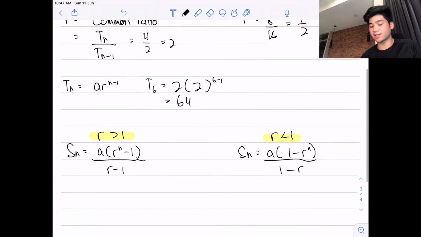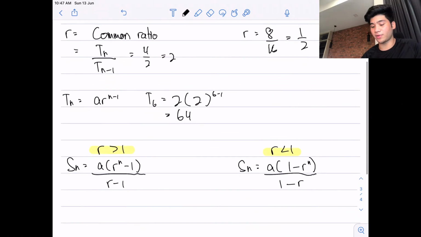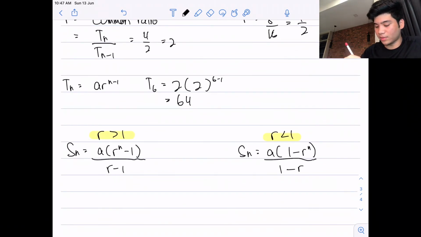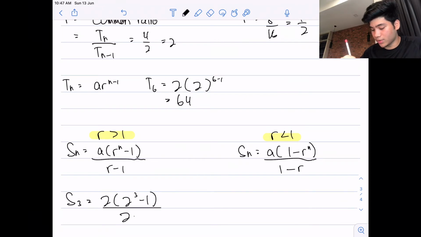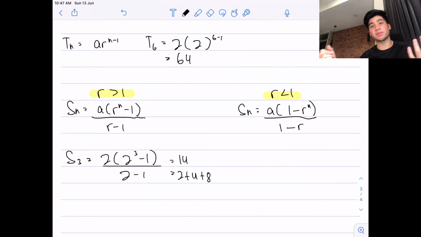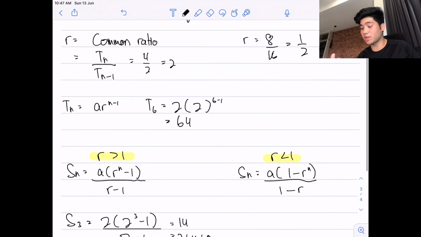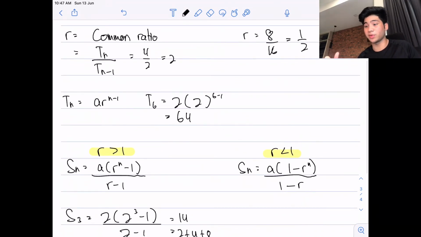So let's test it out. So let's say I'm going to use the first sequence on the left here. So I want the sum until 3, right? Sum until 3 would be the same thing as 2 times 2 to the power of 3 minus 1 over 2 minus 1. So I would get 8 minus 1, 7. 7 times 2, 14. So if we check over here, 2 plus 4 plus 8. Yep, same answer. And then for the second formula, just have to sub in the values and just keep in mind the fact that r has to be less than 1 when you use this formula.